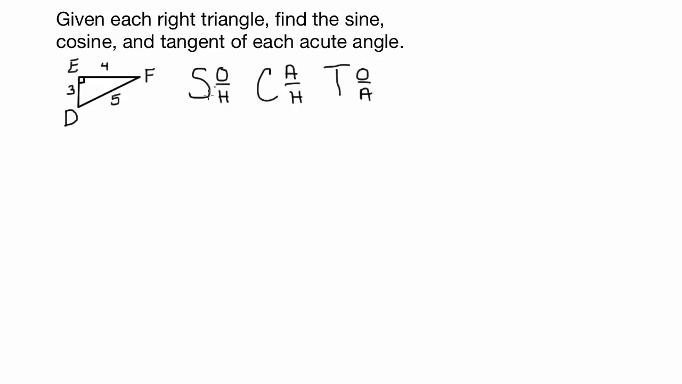The sine of an acute angle in a right triangle is the length of the opposite side over the length of the hypotenuse. Cosine is the length of the adjacent side over the length of the hypotenuse, and tangent is the length of the opposite side over the length of the adjacent side.